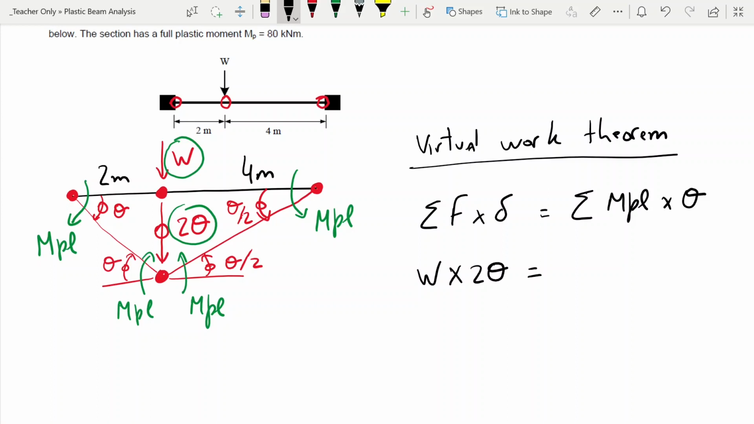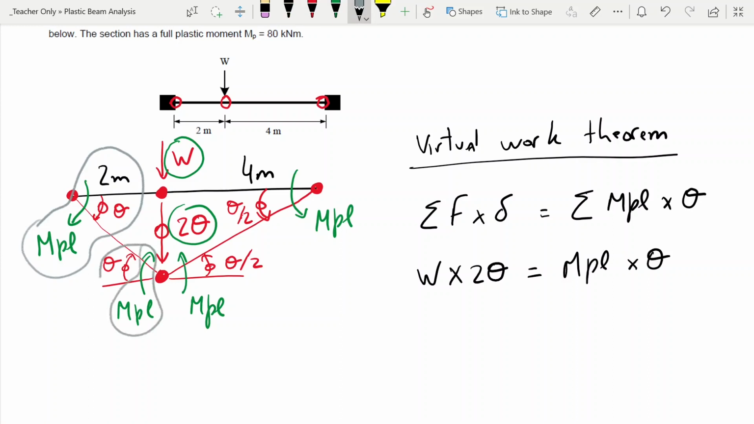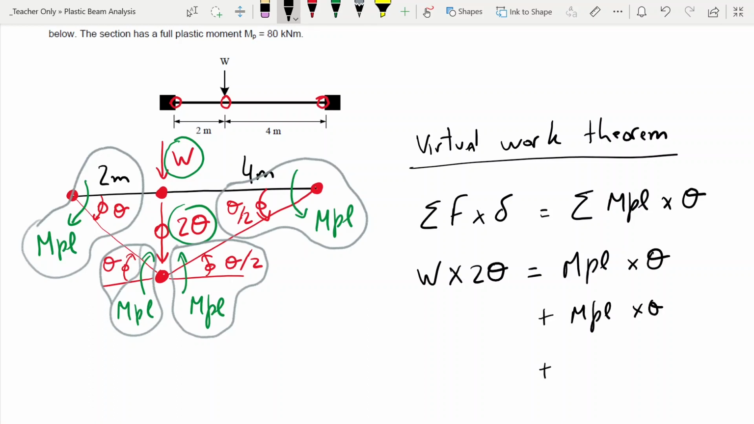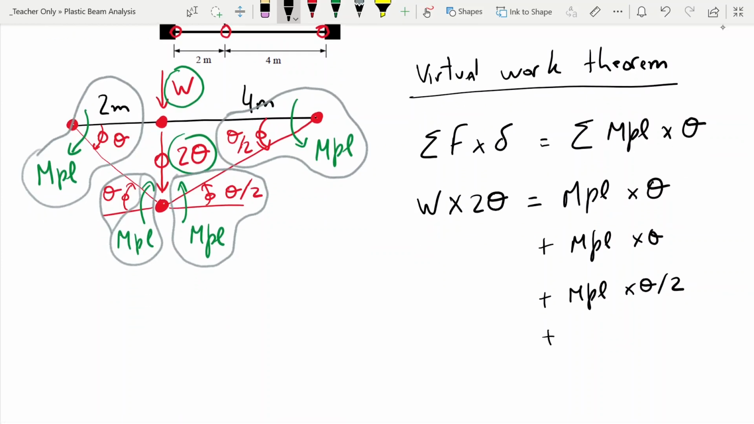So if you look at the left side, we have, let's mark it here, a plastic moment and a theta, so we're going to add it here, MPL times theta. But we also have another one here, right? And we have another one here times theta over 2, and we have another one here also times theta over 2. So if we add all of this up, we're going to get MPL theta, plus MPL times theta over 2, and one more MPL times theta over 2.